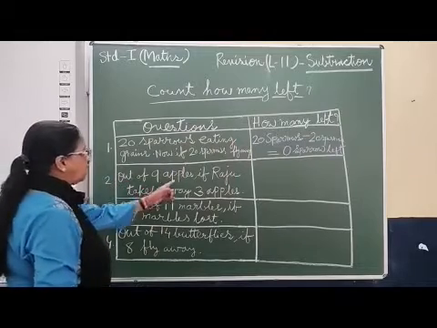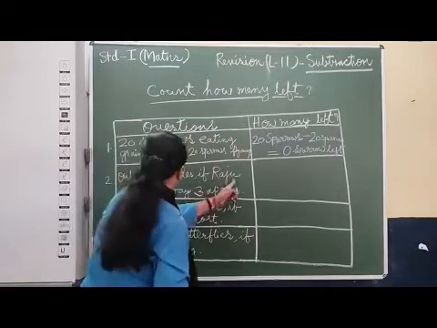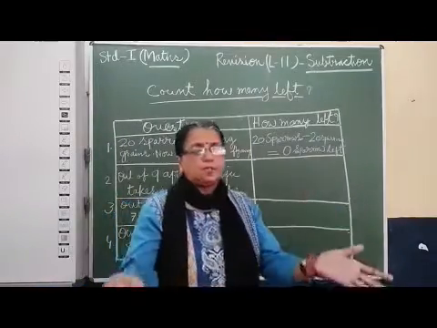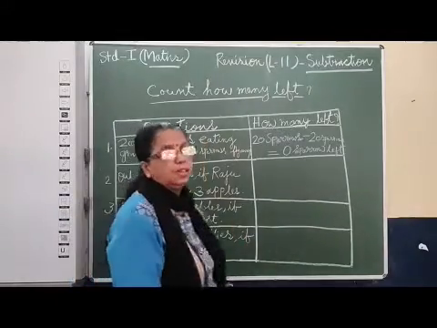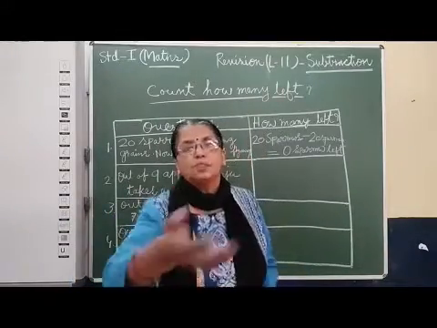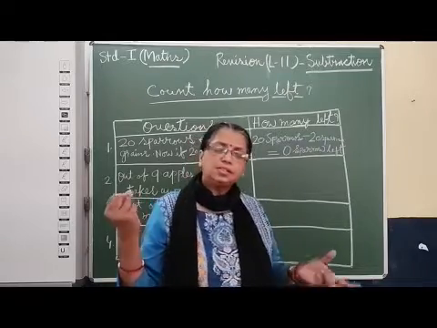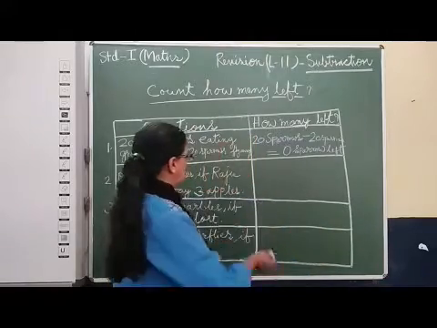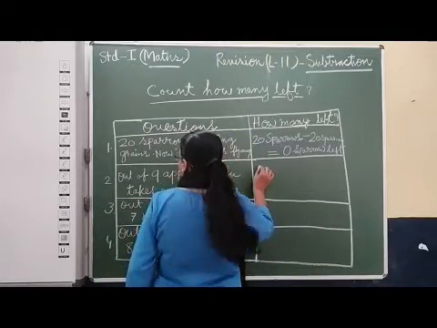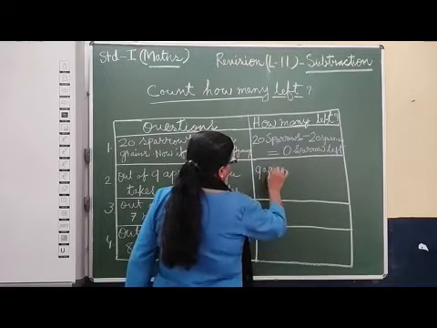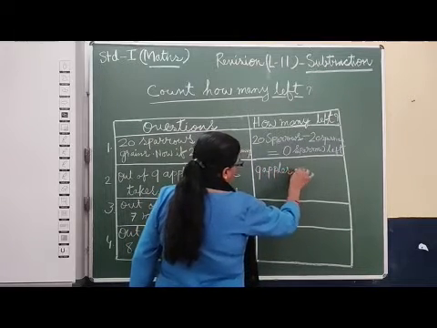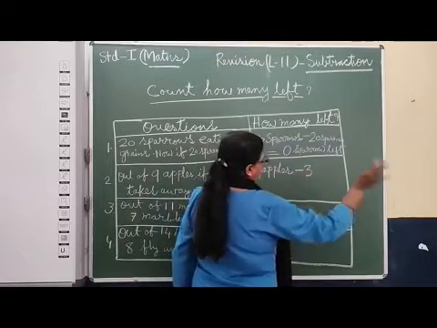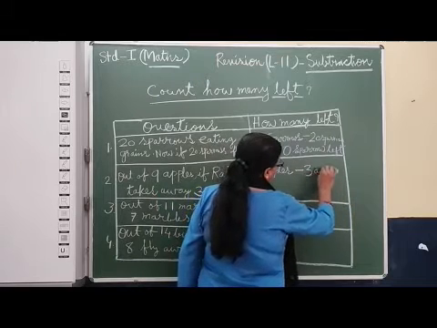Out of 9 apples, if Raju takes away 3 apples. Somewhere in a basket, 9 apples were kept. All of a sudden Raju comes there and he takes 3 apples from that basket. Now how many left? How to write? First you will write 9 apples. Raju has taken 3 apples. Minus, taken away means minus 3 apples.